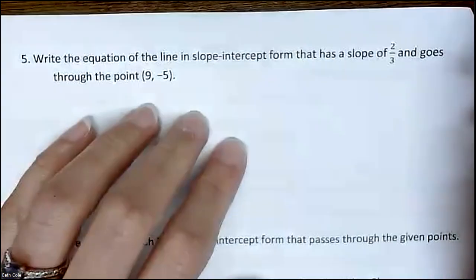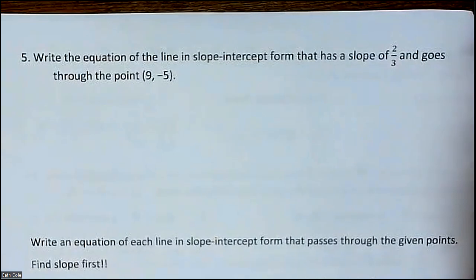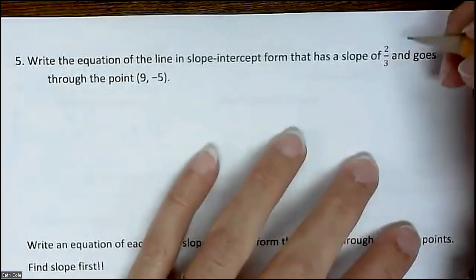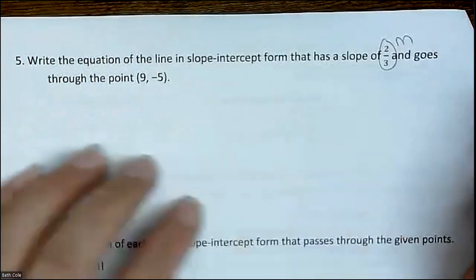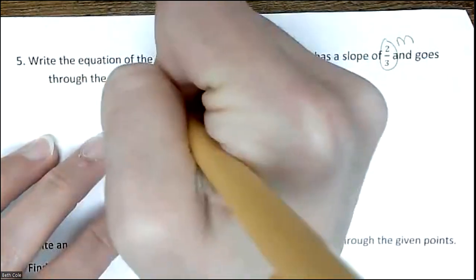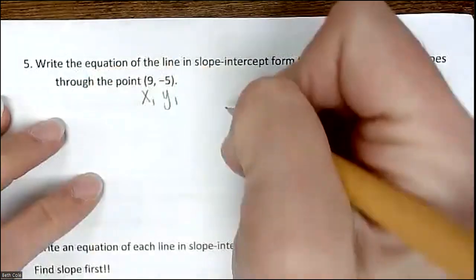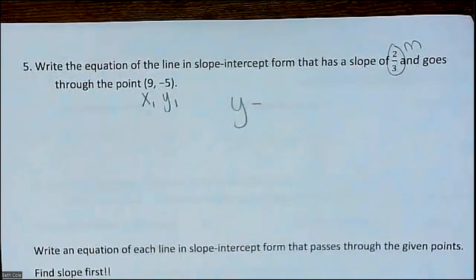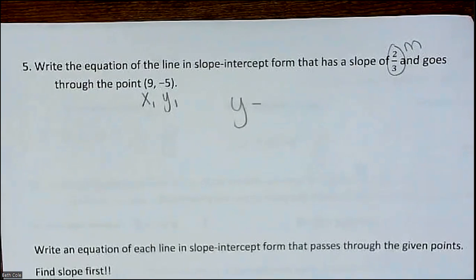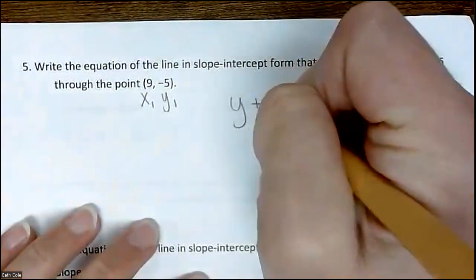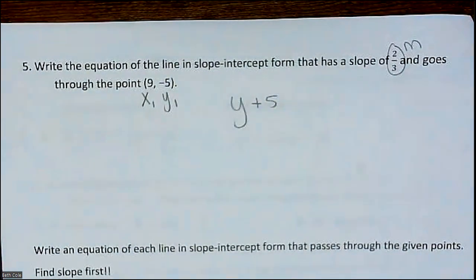So for this one, what is m? Go ahead and read. I'm going to talk to the people that are paying attention here. All right, and then this is x1, y1, if you want to label that. So you have all the ingredients, and there's your recipe. You're just putting it in the right place. So it would be y minus which one of those numbers? Good. And it would be y plus 5, because minus -5 is going to cancel.